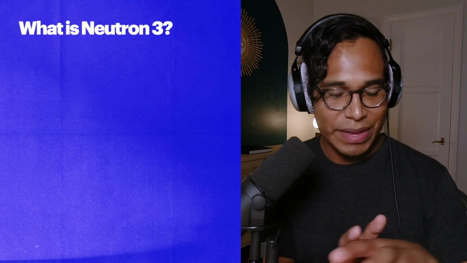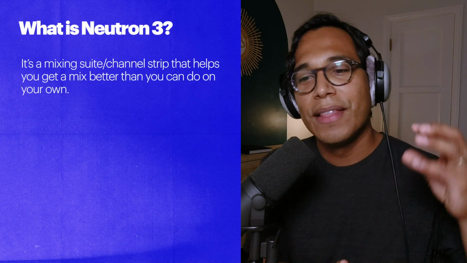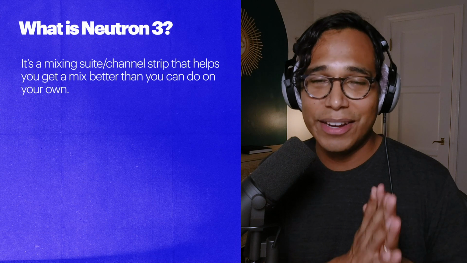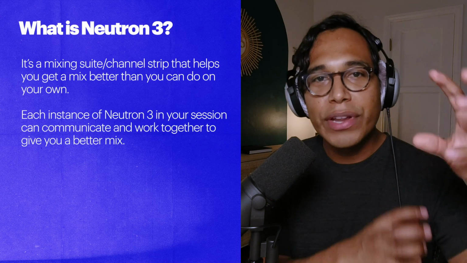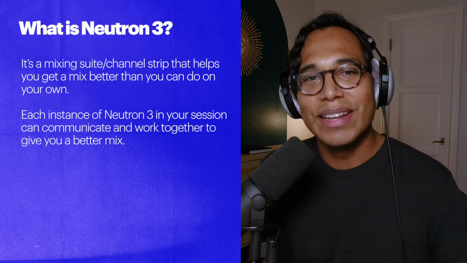All right, first things first, what is Neutron 3? What does it do? When should you use this? Neutron 3 is a mixing plugin suite whose whole mission is to help you get the best mix possible in the easiest way possible. It's kind of great like that. And what's even better is that iZotope designed Neutron 3 modules to communicate with one another, to keep assisting you to get great sounding music.